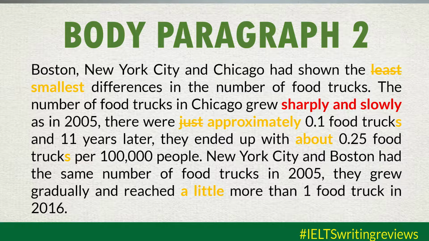Moving to the next paragraph, you'll see that the student wrote, the number of food trucks in Chicago grew sharply and slowly. So you will see the student was trying to use some adverbs in her writing, which is excellent, something that she should do, but she made a mistake because sharply means a lot and slowly means a little. So something cannot grow both sharply and slowly at the same time. They can be one or the other.